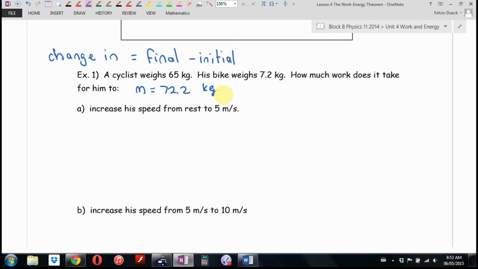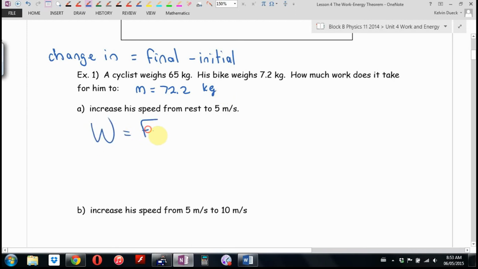Thomas, what's this question asking me to find? Read very carefully. Ah! I knew you'd get it. What's it asking me to find? How much work? One more time. You're right. What's it asking me to find? How much work?